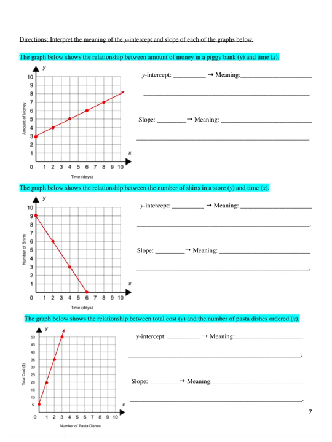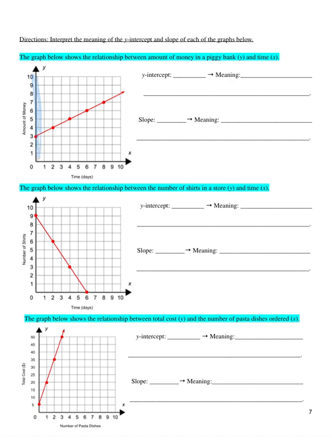Okay, here we go. I'm going to do a few more examples, and then you'll try some on your own. So let's look at what this graph is all about. The graph below shows the relationship between the amount of money in a piggy bank, Y, and time, X. You can see that this is labeled time, and this is labeled amount of money. So the first thing we're going to do is find that Y-intercept. And remember, the Y-intercept is where it crosses the Y-axis.